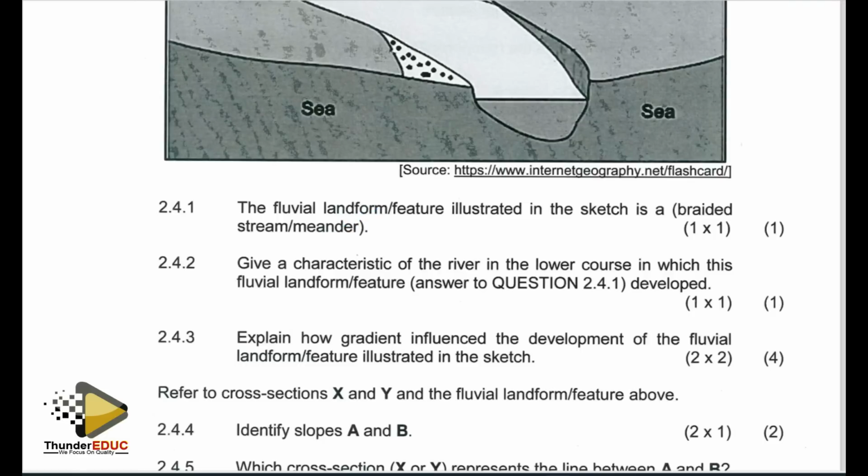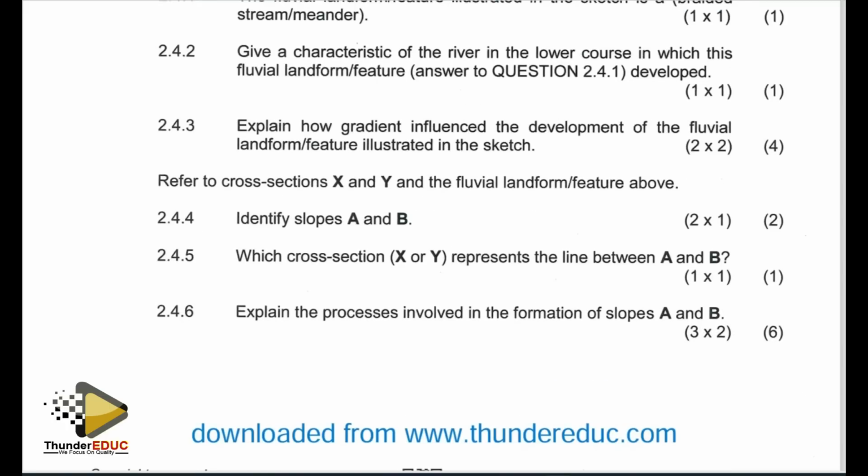Then we can figure out question number 2.4.3. Explain how gradient influenced the development of the fluvial landform in the sketch. How do meanders form in relation to the gradient? Right, what you should know is the gradient of the landscape where the river is going towards its mouth in the lower course. The gradient is almost flat. The river will be flowing over gently sloping landscape.